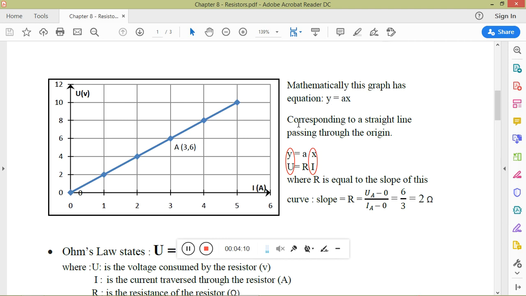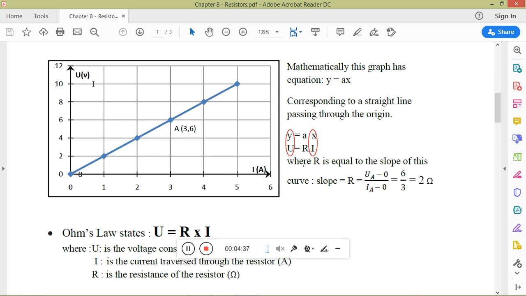Now, mathematics says that y equal ax. In physics, y here is the voltage, U, and x is I. So, instead of y, you can write U. Instead of x, you can write I. And then a, which is the slope, represents physically the resistance. So R is equal to the slope of this curve.